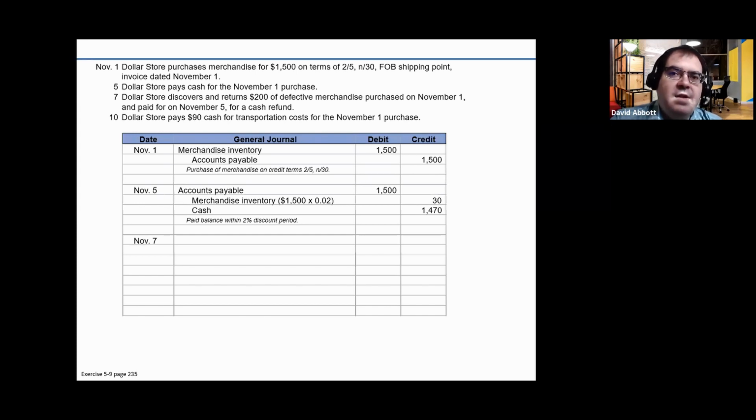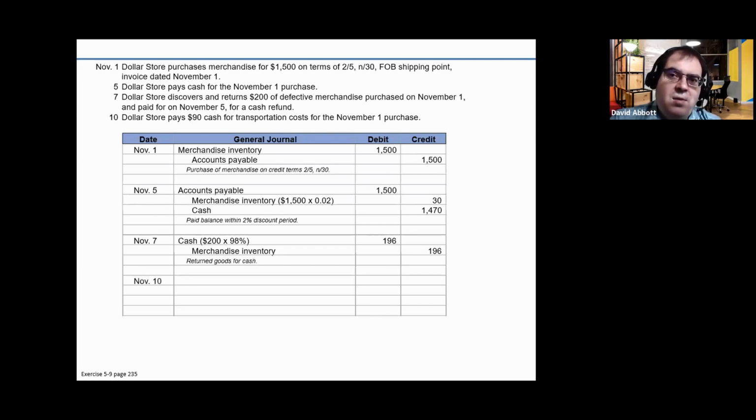Now, November 7th, Dollar Store discovers and returns $200 of defective merchandise purchased on November 1st and paid for on November 5th with a cash discount. So they receive cash, and again, minus the discount. They're not going to receive cash for the beginning total. They're going to receive cash for 98% because they already got a 2% discount on it. So they receive cash in the amount of $196, a debit, and then they're going to credit the merchandise inventory $196 because that is what they're sending back.